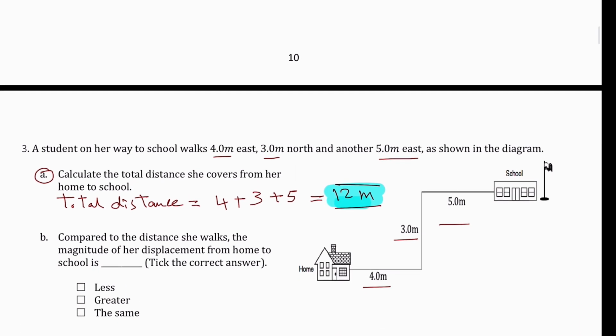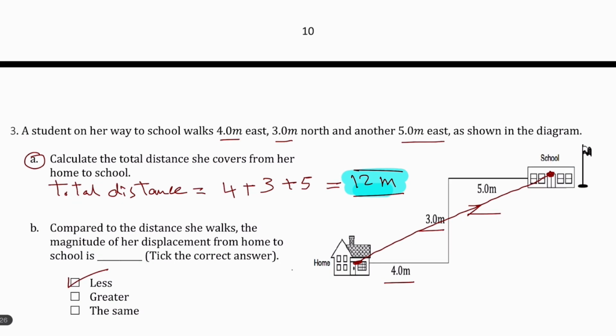B. Compared to the distance she walks, the magnitude of her displacement from home to school is, take the correct answer. Will it be less, greater, or the same? Of course, if we draw a straight line from the final position to the initial position, like this, it will be less.